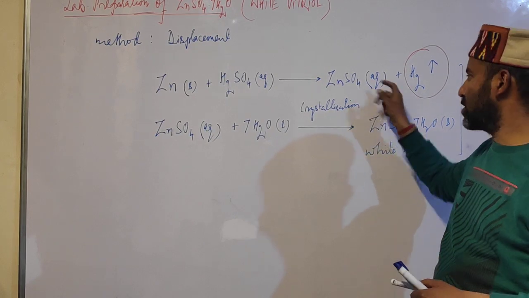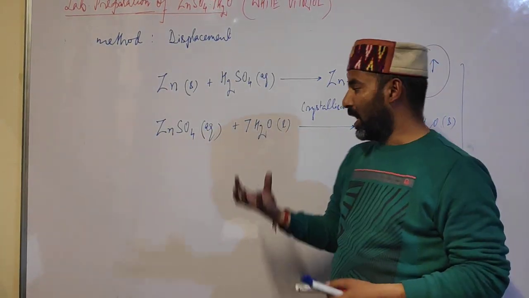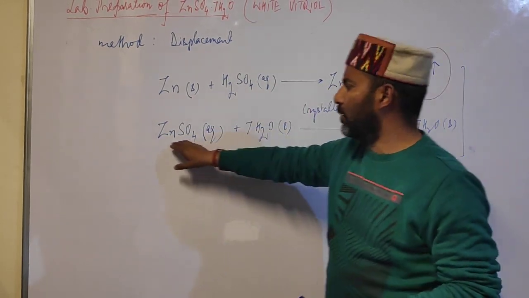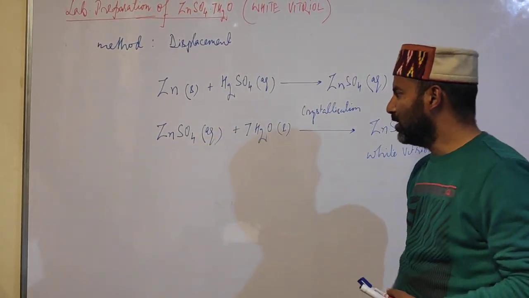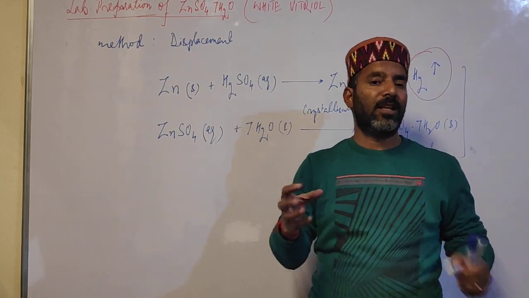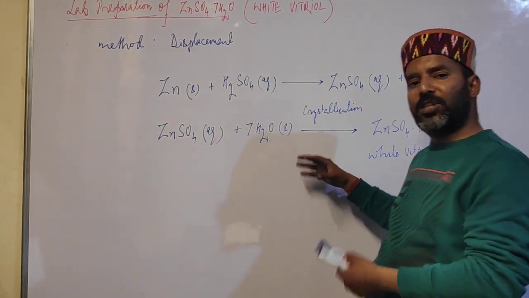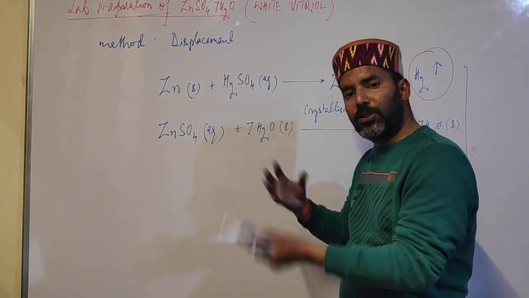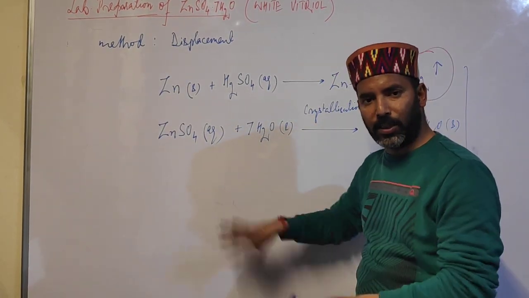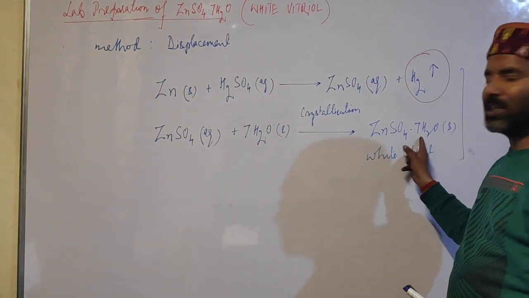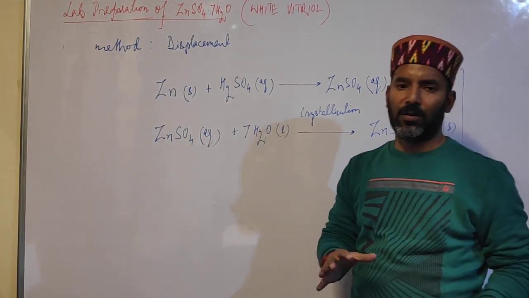obtained is collected in a china dish, and then the solution taken in the china dish, that is, it will be of what? Zinc sulfate, is evaporated till crystallization point is reached. Now once the crystallization point is reached, the solution is allowed to cool gradually, and upon cooling, the crystals of zinc sulfate, that is white vitriol, separate out.